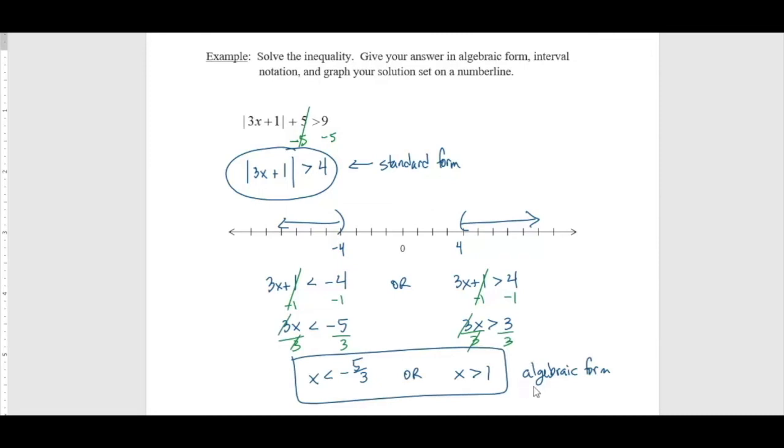And that gives us the algebraic form for our answer. X is less than negative 5/3, or x is greater than 1. Let's go ahead and sketch this on the number line. It'll look just like the graph that we started with, except now we have two new endpoints after we solve for x.